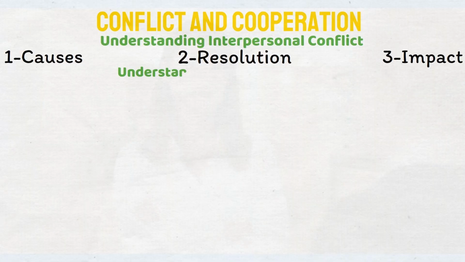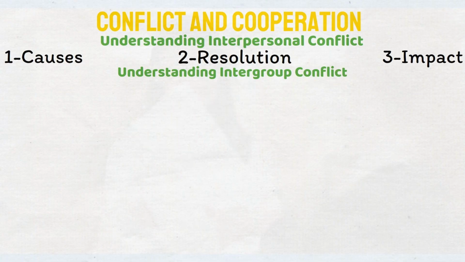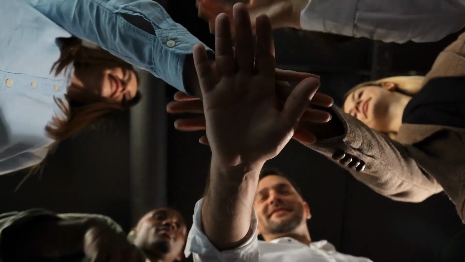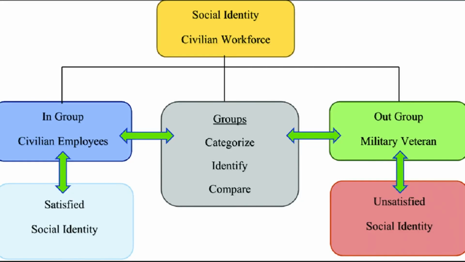Understanding intergroup conflict. Intergroup conflict occurs between groups and can be more complex than interpersonal conflict. This can include conflicts between nations, ethnic groups, religious factions, or even corporate departments. Causes. These conflicts often arise from competition for resources, differences in values or beliefs, historical grievances, and social and economic inequalities. Social identity theory plays a significant role here, as in-group and out-group dynamics can exacerbate conflicts.